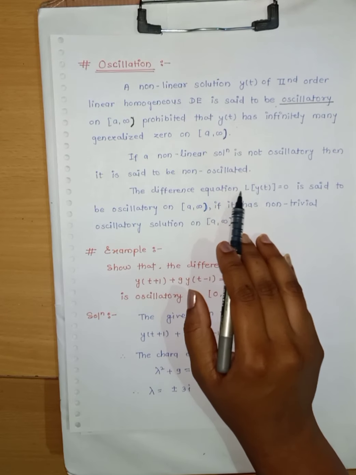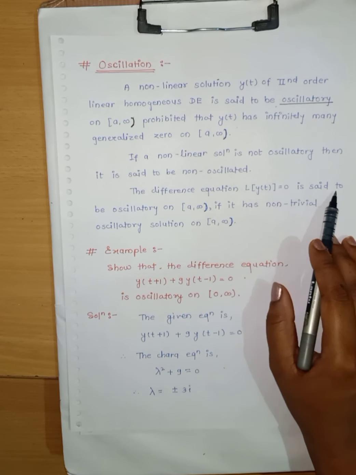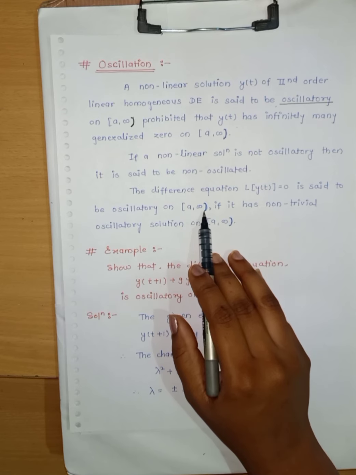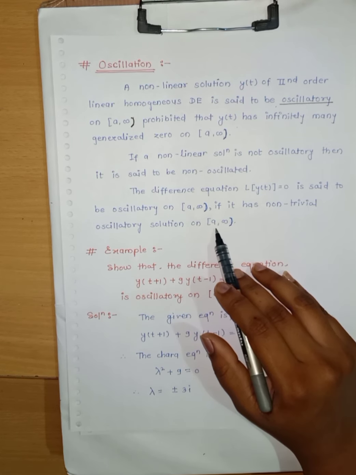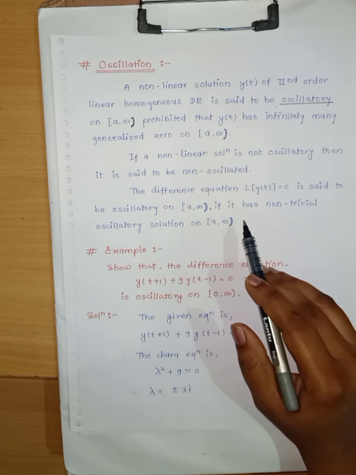the difference equation L of y of t equals 0 is said to be oscillatory on a to infinity if it has a non-trivial oscillatory solution on the closed interval a to the open interval infinity.